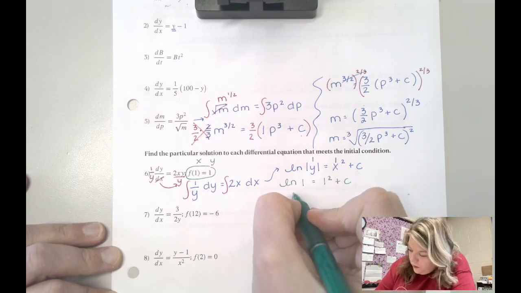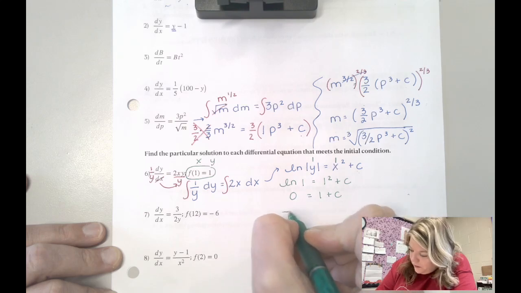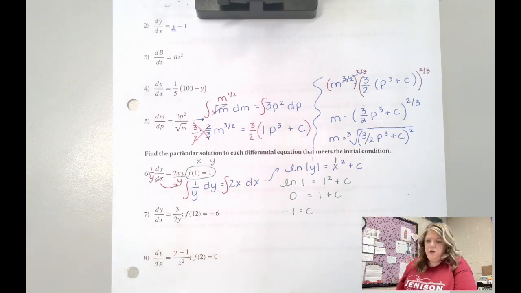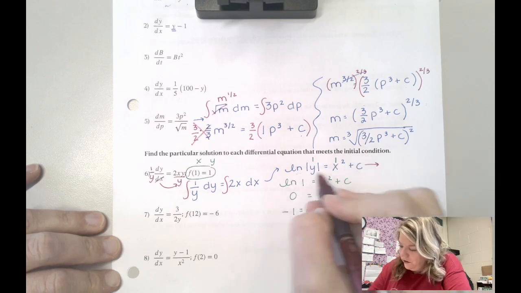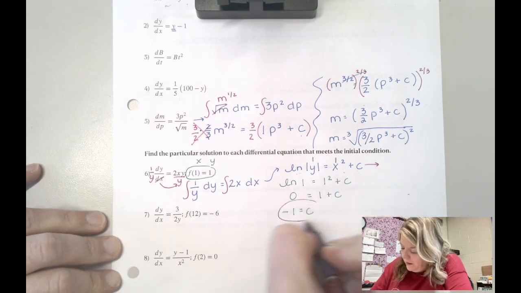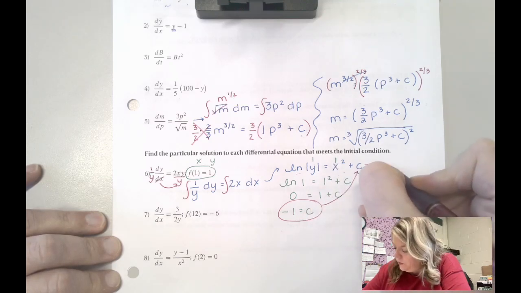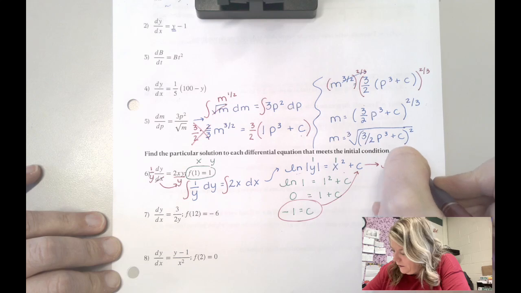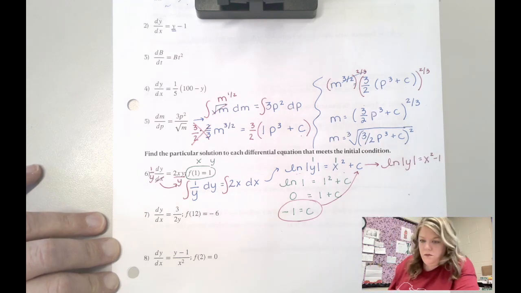Well, natural log of 1 is 0. So then I have 1 plus c, and then subtract 1, I get negative 1 for my c value. So that was like a little detour, right, where we solved for what c was. Now I'm going to start back over right here with this equation, okay, but I'm going to put the negative 1 in there for c. So I'm taking the negative 1, I'm putting it in up here, and then I'm going to rewrite. So natural log of y is equal to x squared minus 1 now.